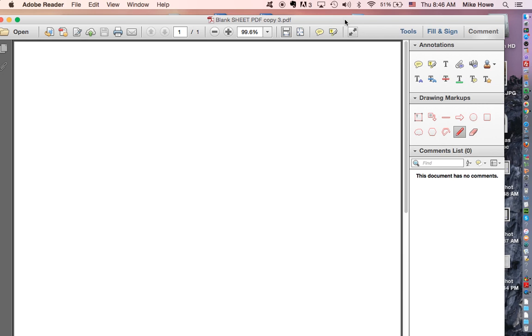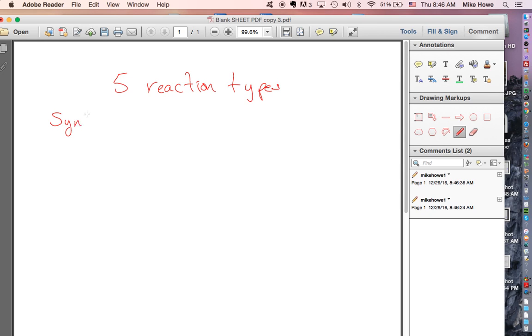So it's now Thursday morning on holiday break, and I wanted to give you a brief overview of five different kinds of chemical reactions. There'll be five basic reaction types. Of course, there are myriad other options for chemical reactions, but these are the five basic ones that we're going to focus on. Okay, the first one is synthesis.